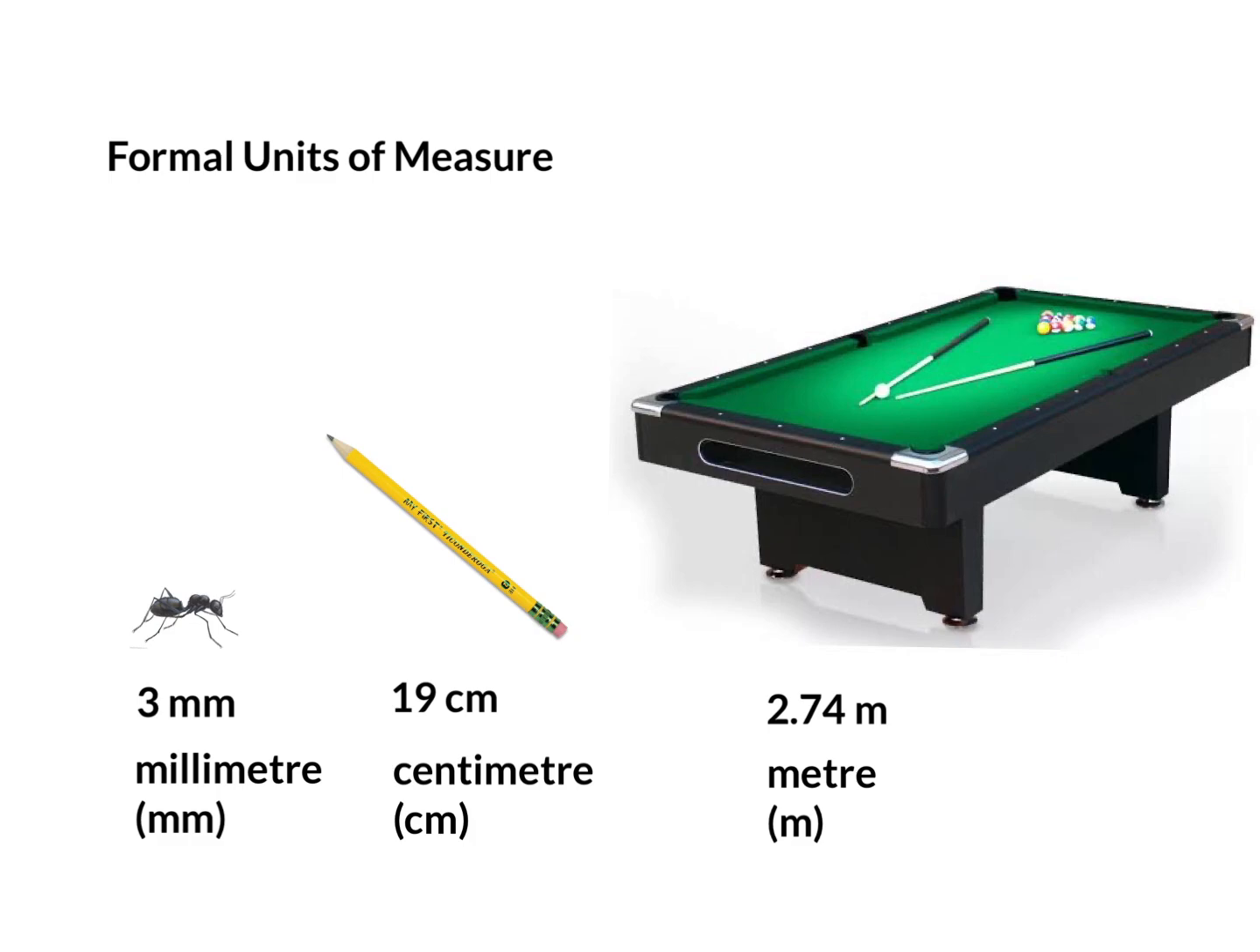case, animals. We can see that a pencil is 19 centimeters long. Okay, this pencil is 19 centimeters. And then at the end, we can see that the pool table is 2.74 meters long.